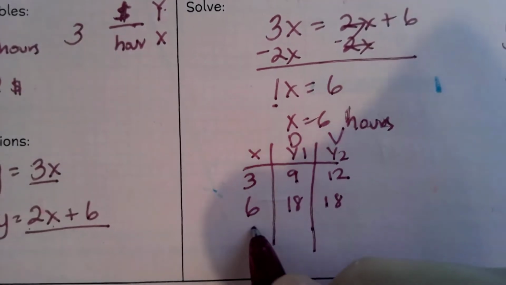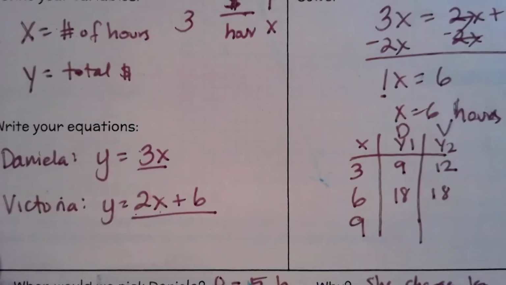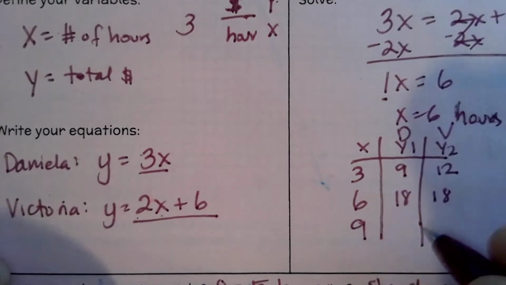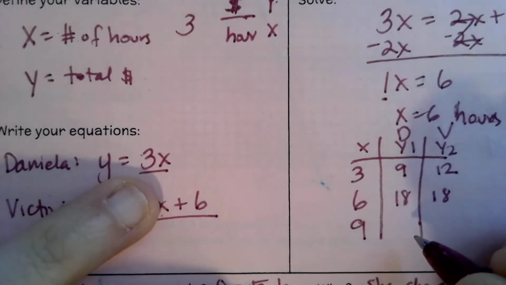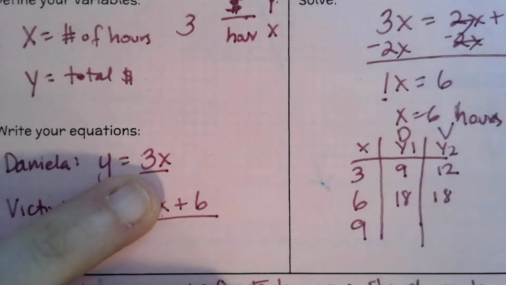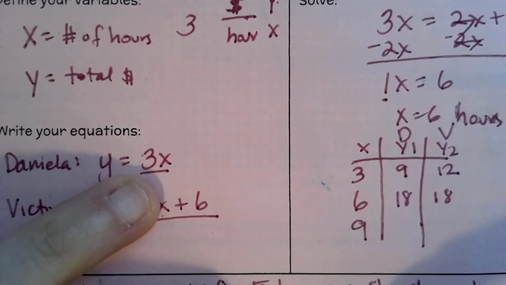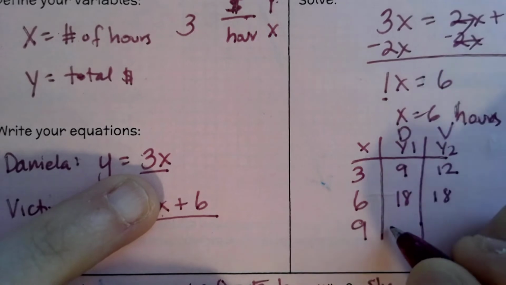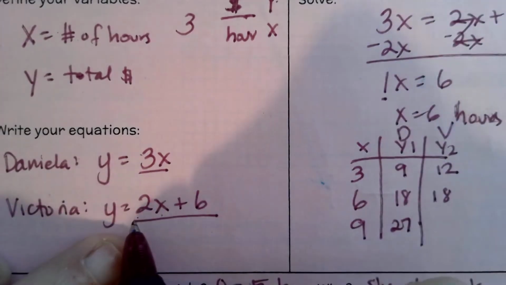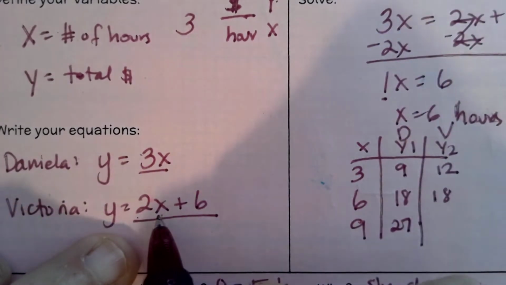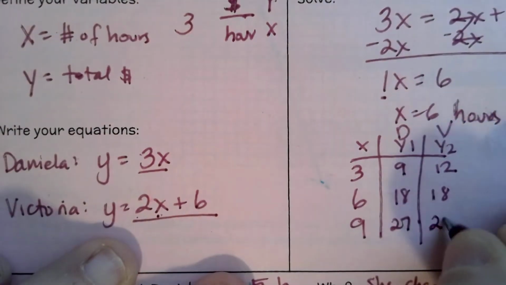Okay, well, let's look at 9. Let's make sure. I mean, maybe Victoria is the worst by both times. Okay, well, for Daniela, and again, I picked these numbers because this one is less than 6 and this one's more than 6. Okay, well, 3 times 9 is 27. 2 times 9 is 18. 18 plus 6 is 24.